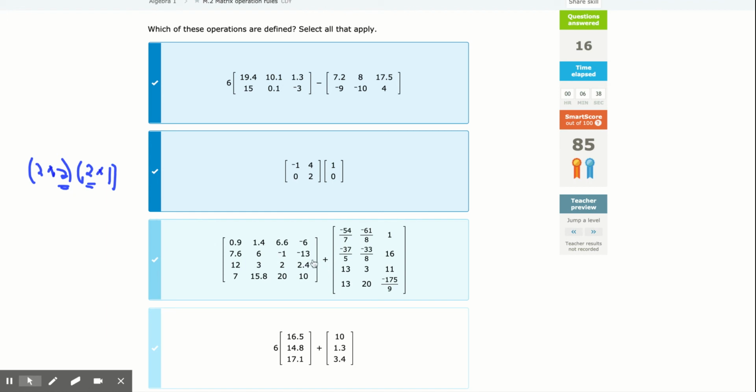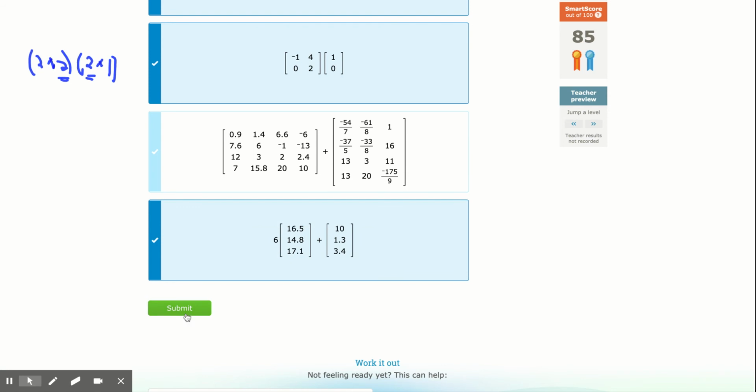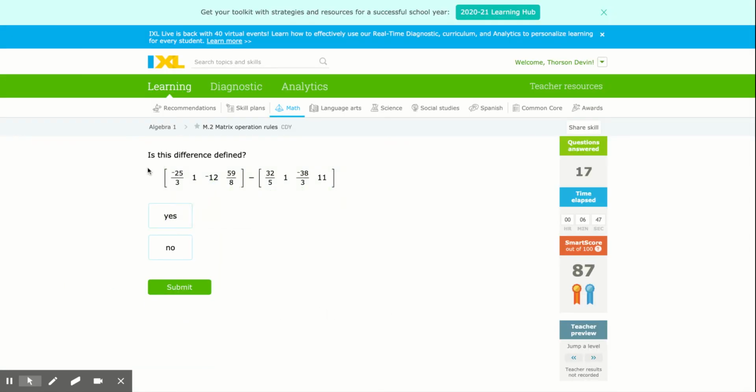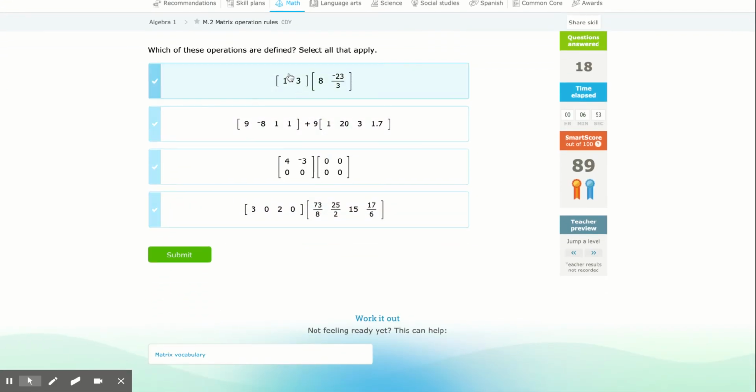Those are not the same dimensions, so they do not add. Those are the same dimensions, so they can add. Again, looks like they're the exact same dimensions, so yes. We have 2 columns, 1 row that cannot be multiplied together. 4 elements in each, 1 row, 4 columns.